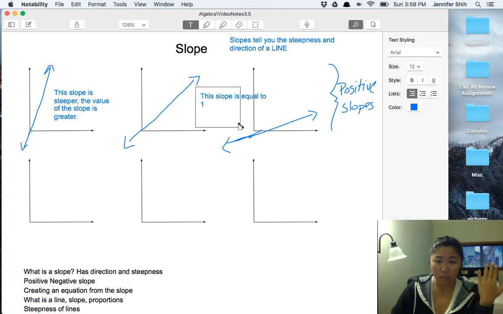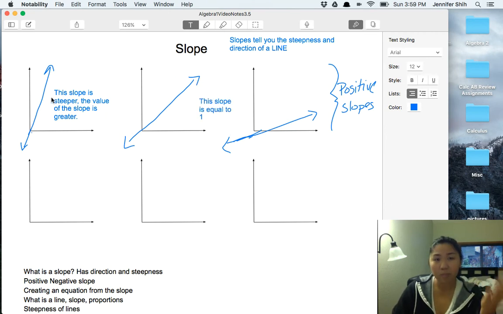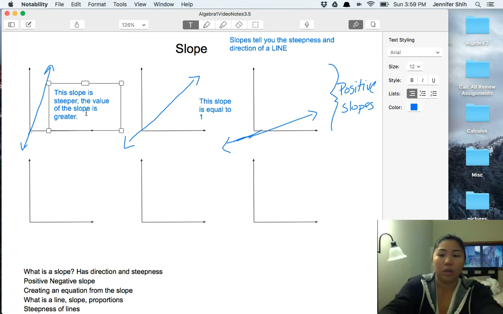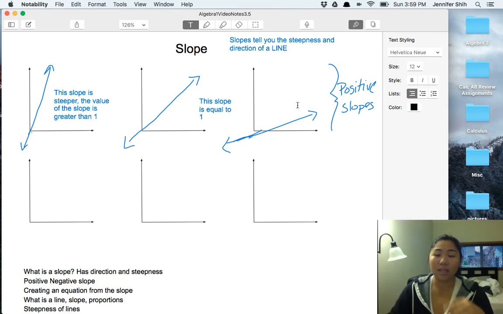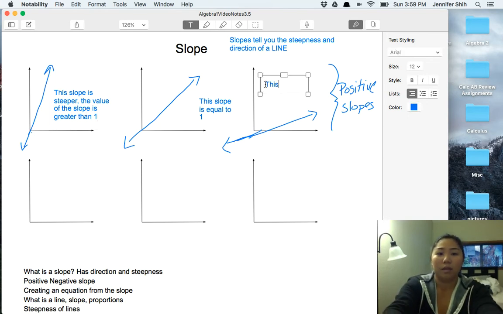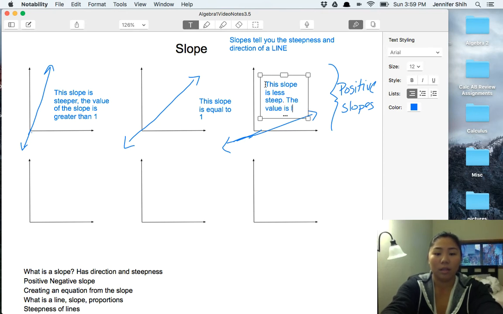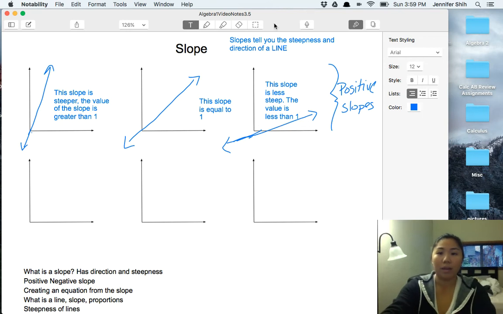I'll ask you, is the slope bigger than 1, equal to 1, or less than 1? In this case, this slope is equal to 1. This slope is greater than 1. And then this slope is going to be less than 1. This slope is less steep. The value is less than 1.